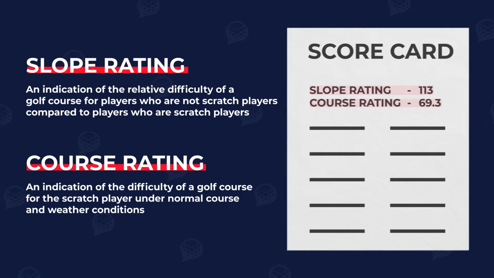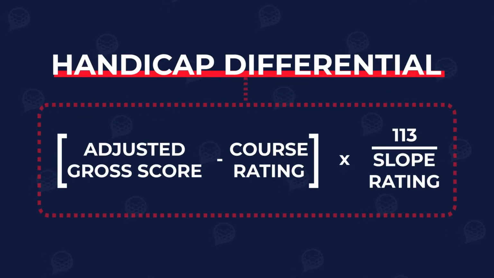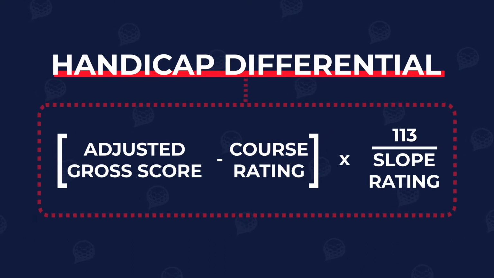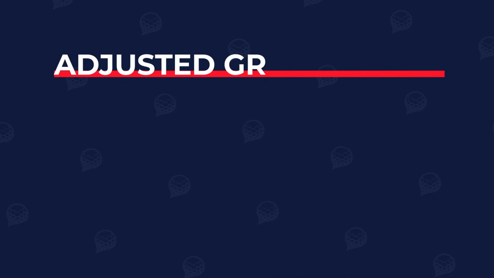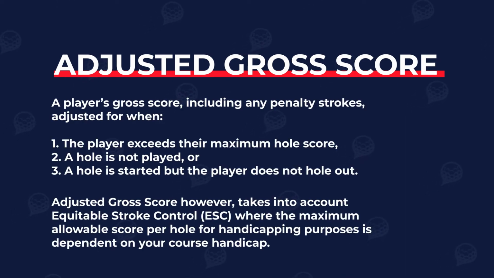Okay, the next step is to calculate your handicap differential for the specific game. The handicap differential formula is the adjusted gross score minus the course rating, times 113, divided by the slope rating. Now, you already know what the course rating and slope rating are, but do you know what the adjusted gross score is? Adjusted gross score takes into account equitable stroke control, where your maximum score per hole is dependent on your course handicap.